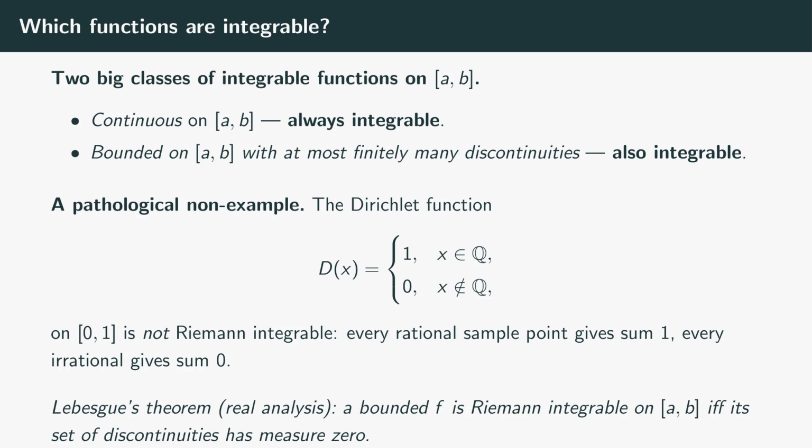There is a sharper theorem due to Lebesgue. A bounded function is Riemann integrable on the interval from a to b if and only if its set of discontinuities has measure 0. That requires real analysis to even state precisely, so park it. For our purposes, continuous is integrable, bounded with finitely many jumps is integrable, Dirichlet is the boogeyman.